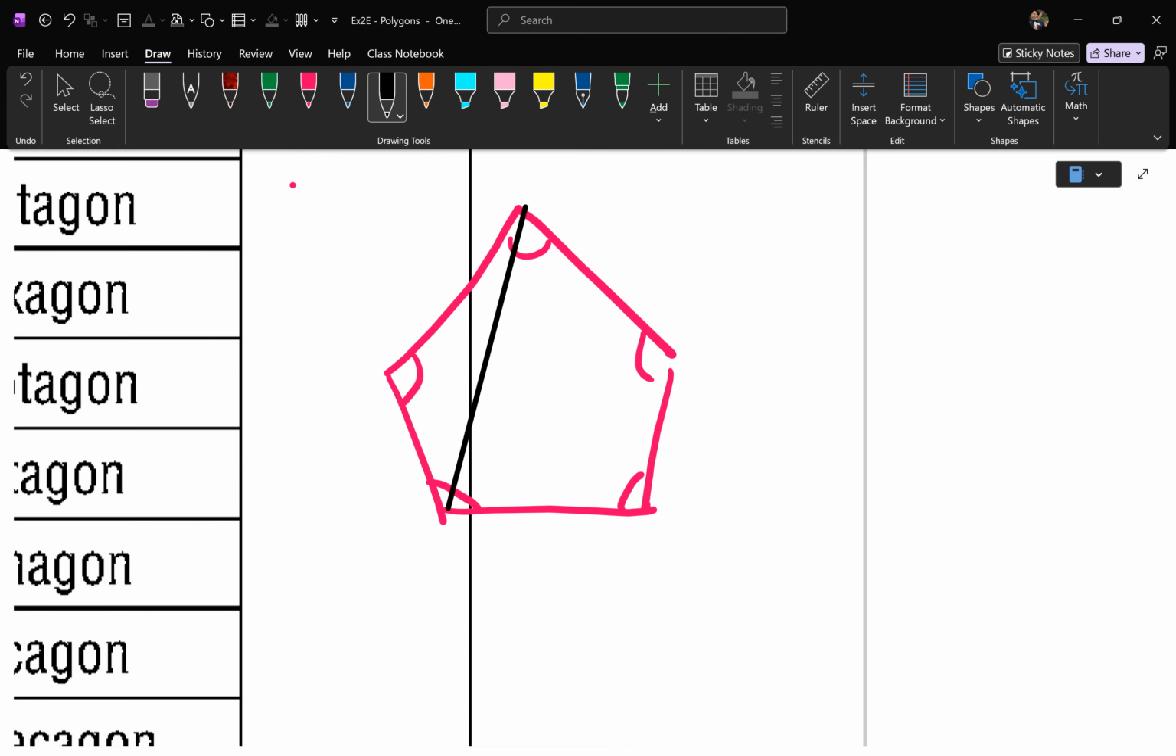So that one should add up to 180. I do another corner to corner, so from this corner to this corner now, that's 1, 2, 3 triangles, right? If each one is 180, 180 plus 180 is 360, plus another 180 gives you what? 540. So you can say that all the corner angles added together should equal 540 degrees for a pentagon.